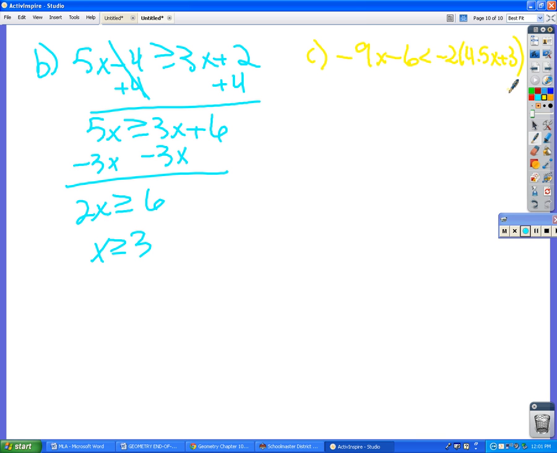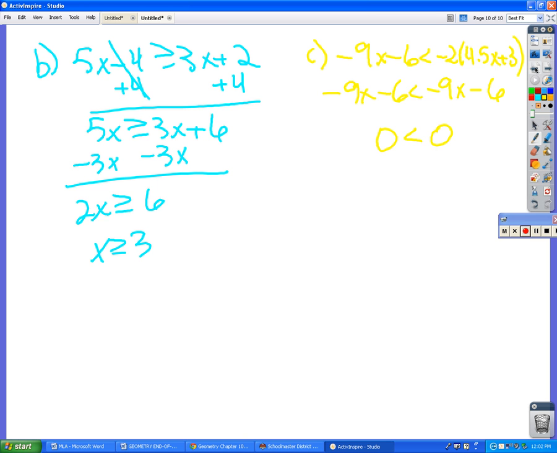Okay, first step here. Distribute. So I'm going to leave the left-hand side alone. Negative 2 times 4.5 is negative 9. Negative 2 times 3 is negative 6. What happens here? Everything cancels, and now I get 0 is less than 0. Is that ever true? No.